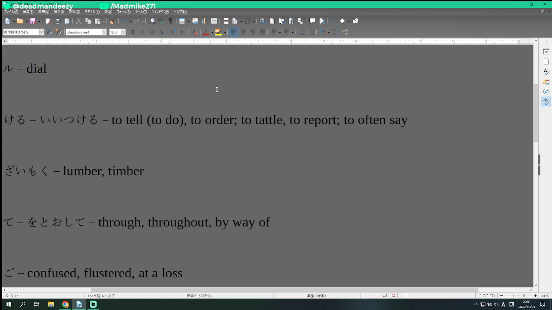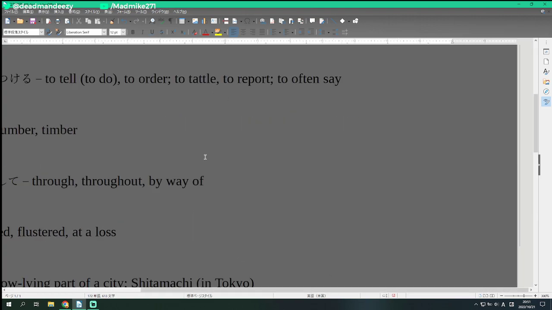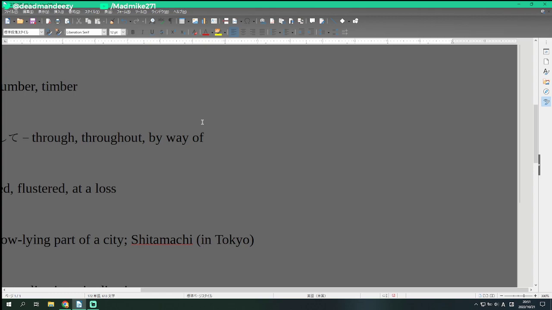A dial is a daiyaru. Daiyaru is a dial. To tell someone to do something or to order them to do something or to tell on them is itsukeru, meaning to hang or blame someone with words. Itsukeru is to tell someone to do or tattle.